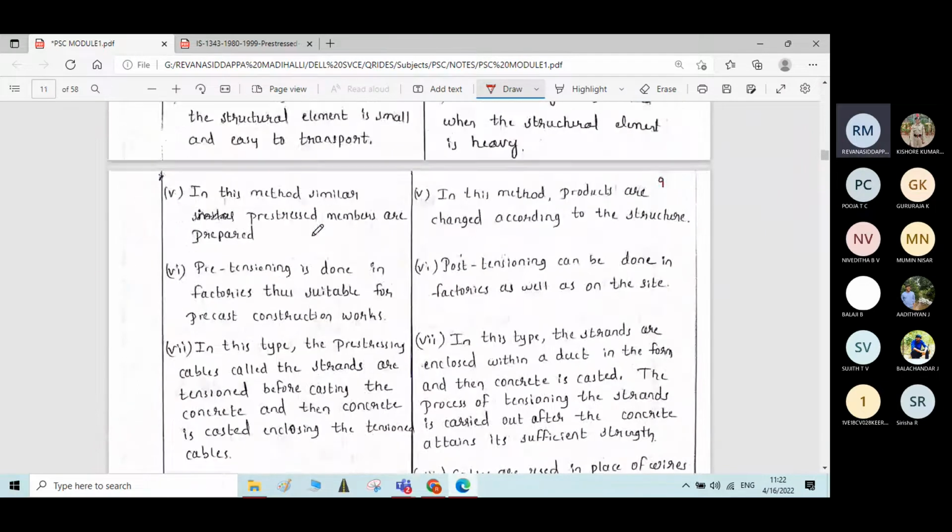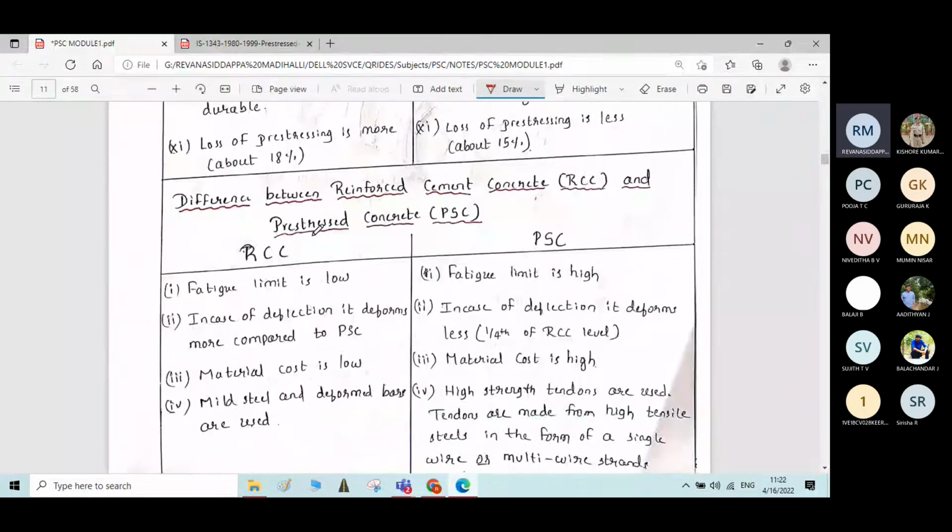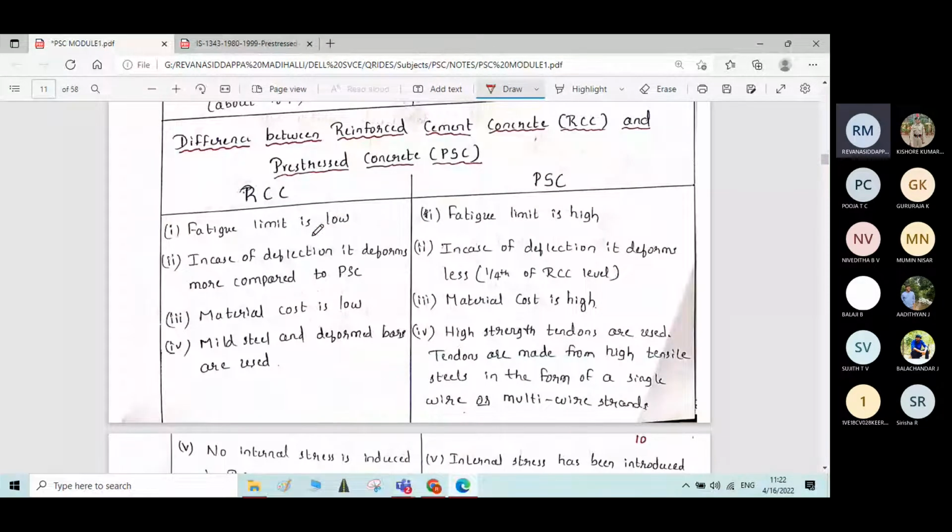So in these points, if you have any doubts, you can ask. Otherwise, I will move on to the next topic, the difference between RCC and PSC.